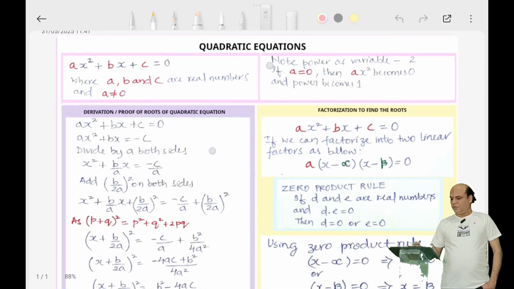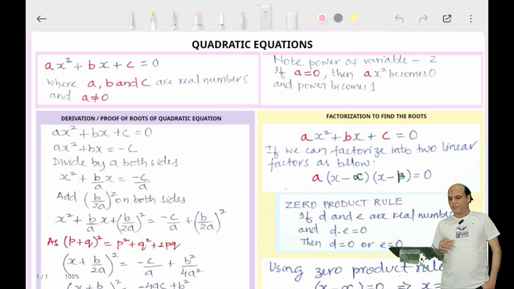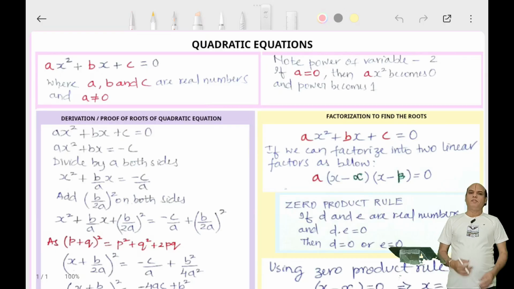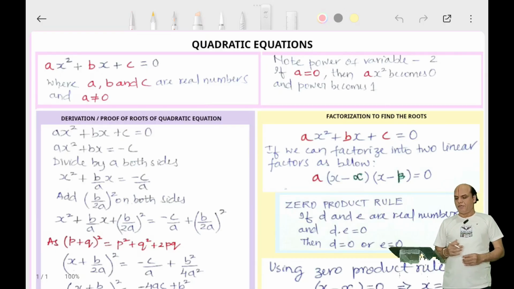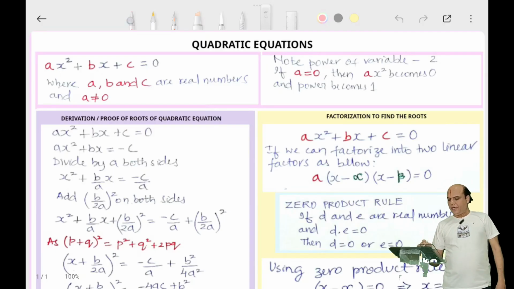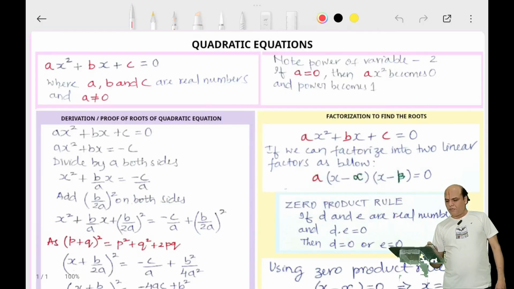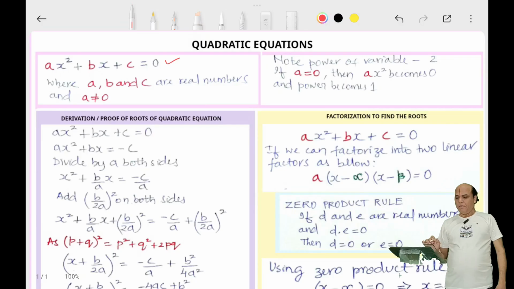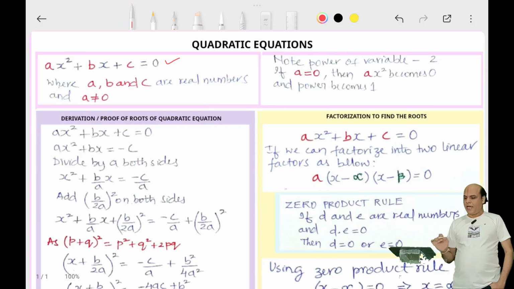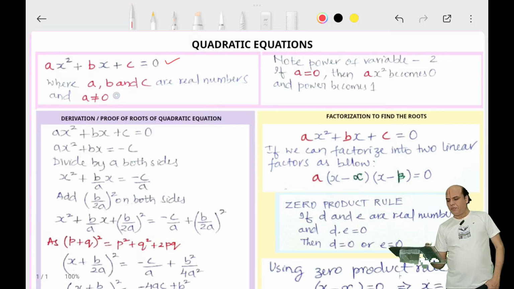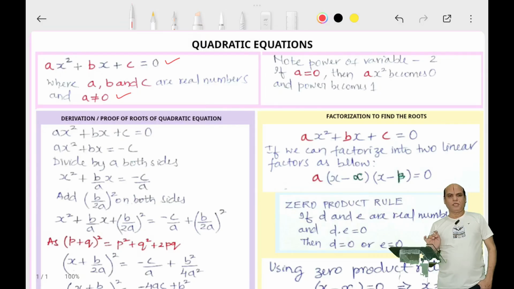So, focus on the screen. The general form of a quadratic equation would be in the form of ax square plus bx plus c, where the coefficients a, b, c are real numbers and a should not be equal to 0. Let us try to understand.